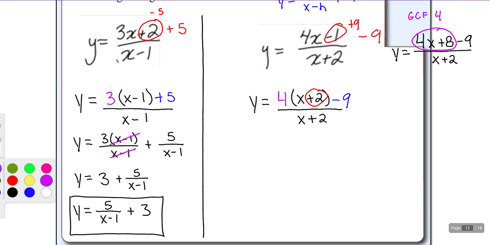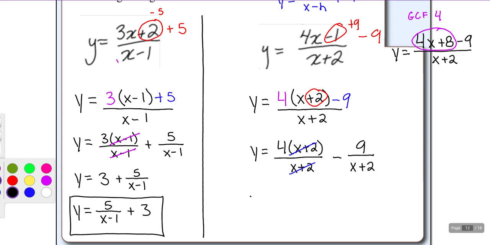Once you get to there, you're just going to follow the same pattern. You're going to split your fraction into two. One of them will simplify, one of them will not. So looking at this, if I split my fraction into two, I would have 4 times x plus 2 over x plus 2. That's the one that's going to simplify. And then I have minus 9 over x plus 2. Reducing this a little bit, those x plus 2's will cancel.